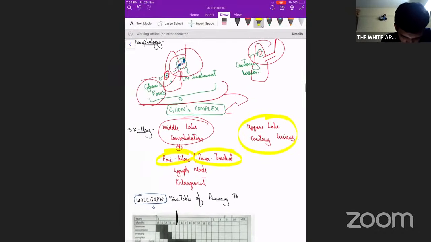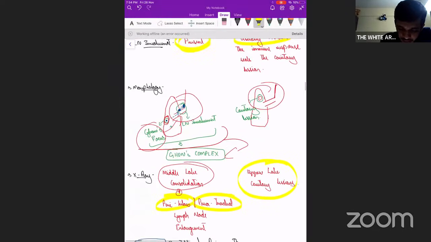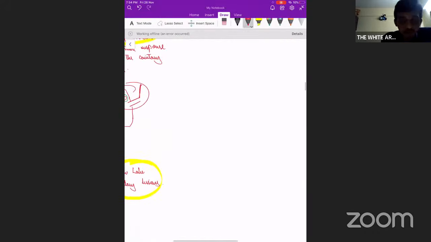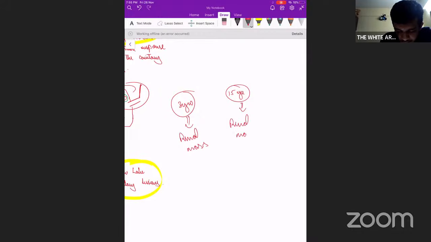Okay. Now let's come up with a clinical situation. We have a 3-year-old child and a 15-year-old child. This 3-year-old child presents to us with a renal mass. And a 15-year-old child also presents with a renal mass.